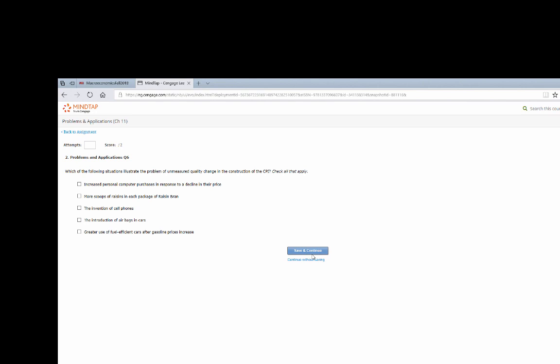And I'm just going to tell you, it hasn't. I mean, it's a response to a price change. So that isn't going to be an example of an unmeasured quality change in the construction of the Consumer Price Index. But how about more scoops of raisin in each package of Raisin Bran? If we're collecting data and we're just getting the prices of a package of Raisin Bran from one year to the next, we actually aren't taking into account if they're putting more or less raisins into the package. So that right there would be an example of an unmeasured quality change.